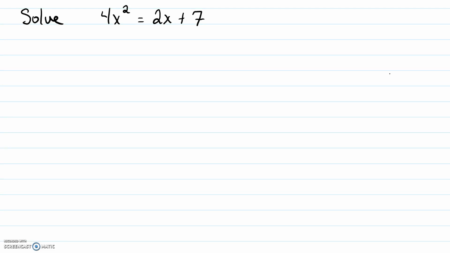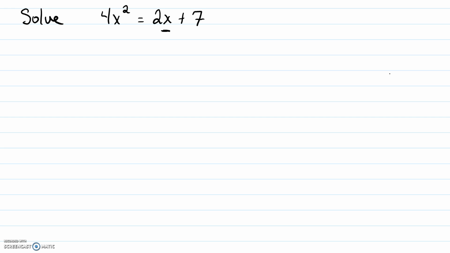For this video, we'll solve 4x squared equals 2x plus 7. This is a quadratic equation. Your highest variable exponent is 2. So with quadratic equations, the first thing you want to do is determine if you can or cannot use the square root method. You can only use the square root method if you have one variable squared in your problem. This one has 2, so we cannot use the square root method.